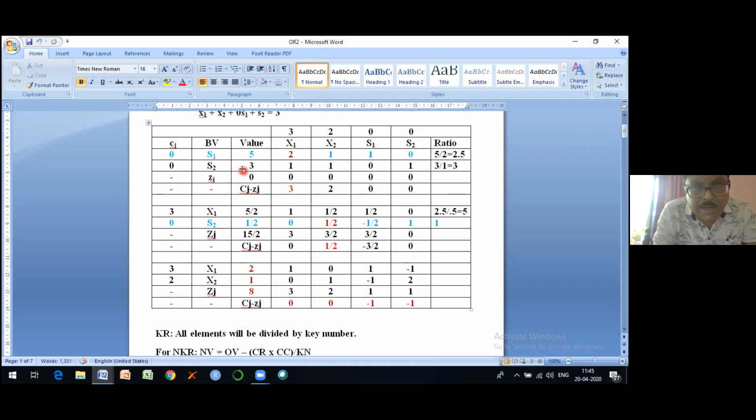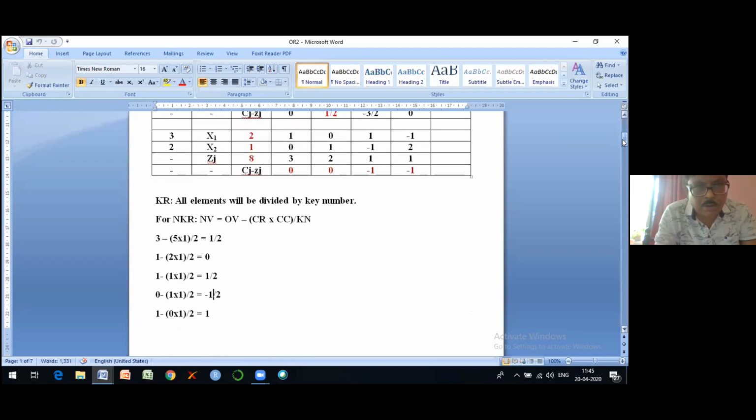First you will write all the old values, right? All the old values 3, 1, 1, 0, 1. This is our old values. Minus. You put everywhere minus sign because in the formula minus is given.